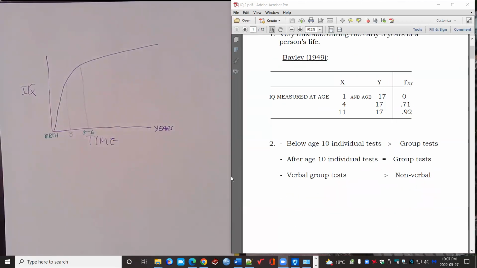Now below age 10, because the child is still quite egocentric, and quite a good number of them find it hard to pay full attention, group tests are not good, but individual tests are, like the Stanford-Binet and the Wechsler intelligence scales. These are individual tests. And the Otis-Lennon Scholastic Aptitude Test is a group test. Army Alpha, a group test. Of course, we are not using that.